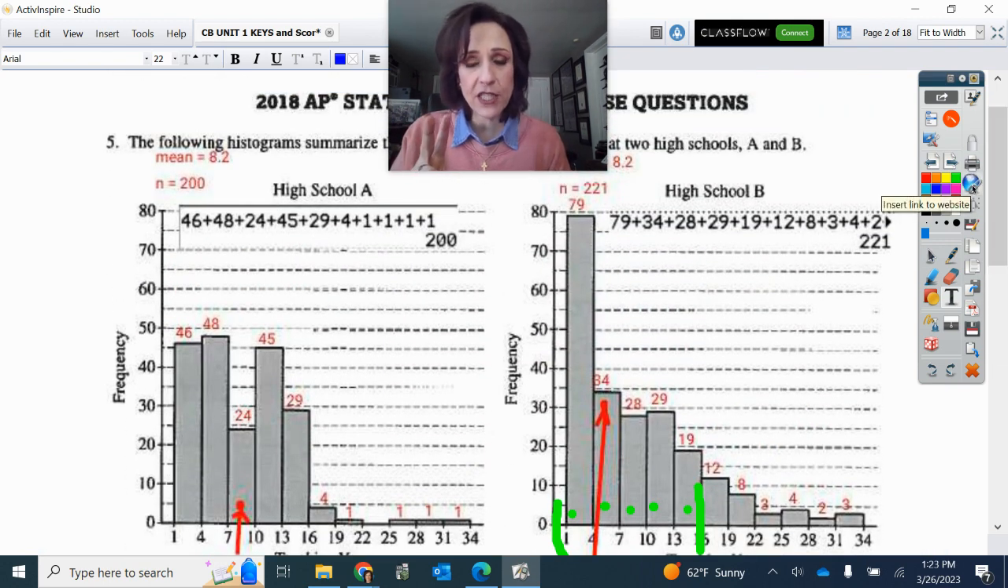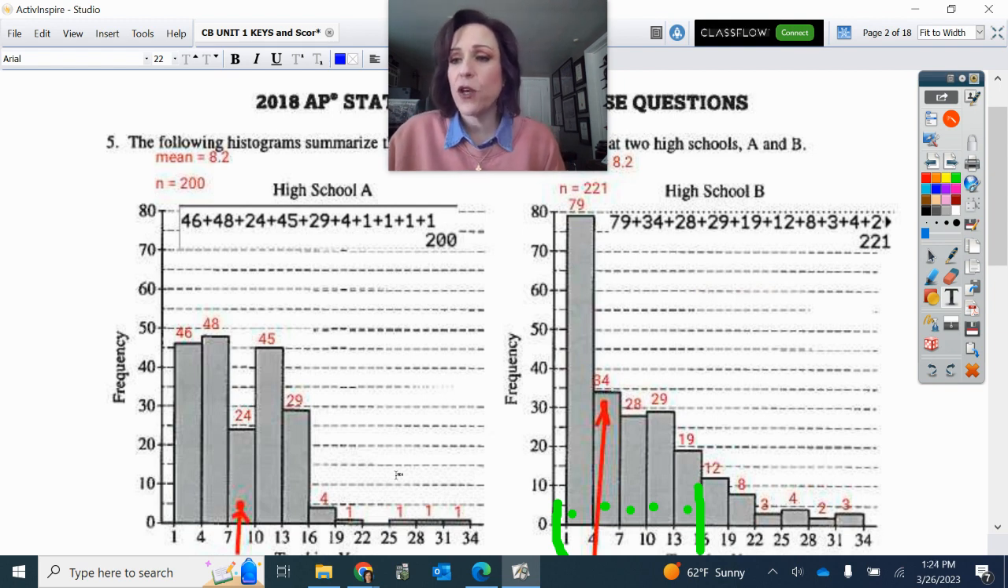So there were 2 different ways that you could get credit. The first component you had to get correct was to identify that high school B had a median of 6 and high school A had a median of 7. If you did not state that, you automatically got 0 credit for this component. The second part was to justify it one of 2 ways, either by the definition of the median and stating how you got that value, or using the idea of skewness and distance of the median from the mean. So those are the 2 ways.